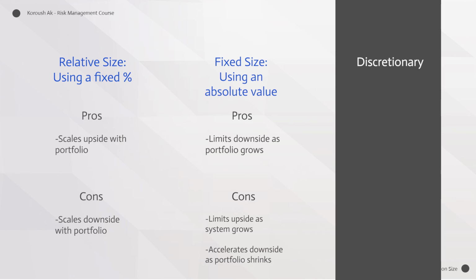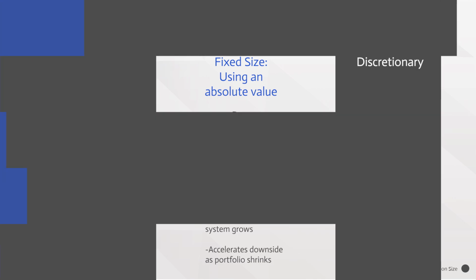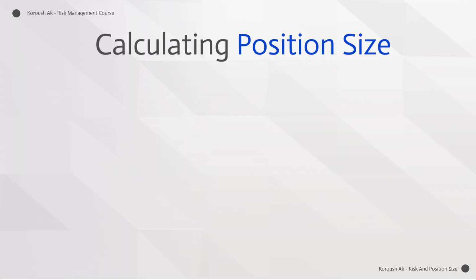So there you have it. I have now given you 3 different methods which you can mix and match, just use one or use none of, depending on what you like to determine your risk per trade. This leads us nicely into the last part of the course, which is calculating position size. Let's go over a very simple formula now to calculate position size.